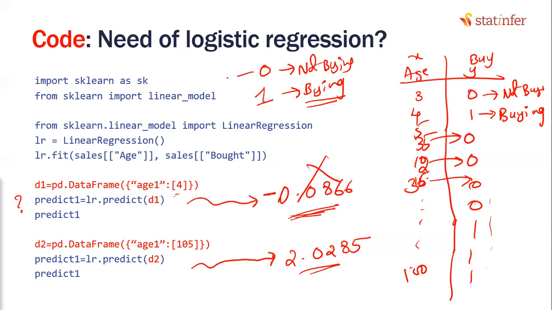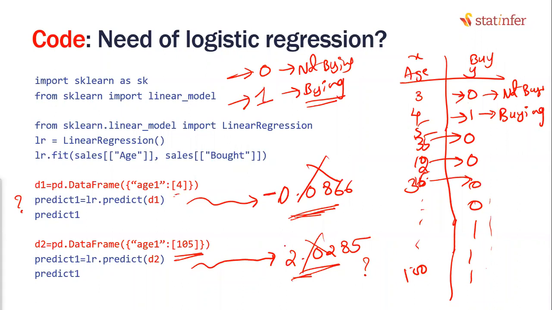Again, 0 means not buying, 1 means buying. When the age is 105, the predicted value is 2. How do you interpret a prediction of 2 here? Tell me. What is the meaning of predicting 2? Does that mean buying two products? Can we comfortably assume like that? 2 means buying two products, 3 means buying three products, like that? No. We have output as zeros and ones only. 0 means not buying, 1 means buying. There is something wrong here as well.